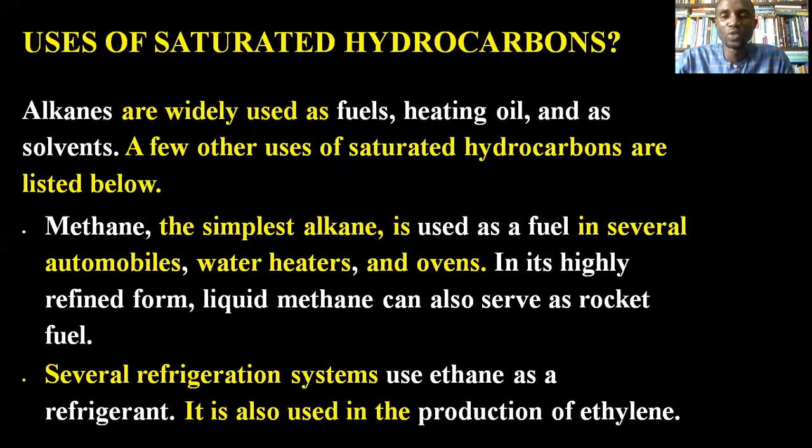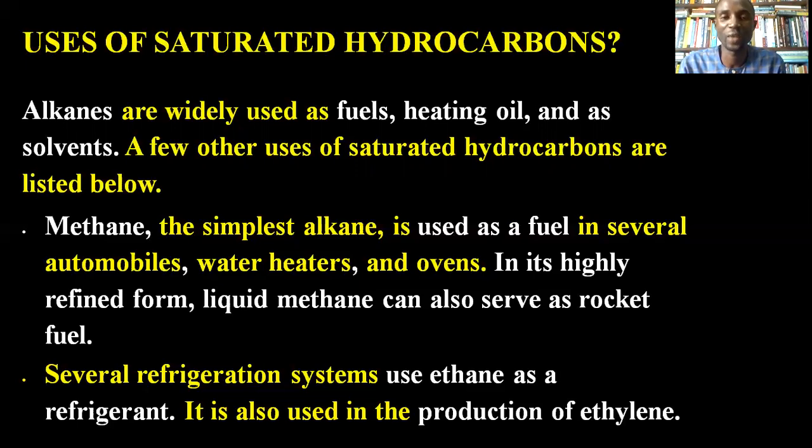What can we use alkanes to do? What are the uses? We can use them as fuel, heating oil, and even as solvent. So methane, as we know, is the simplest alkane. It is used as fuel in several automobiles. We can use them as water heaters and even oven. In a highly refined form, liquid methane can also serve as rocket fuel.